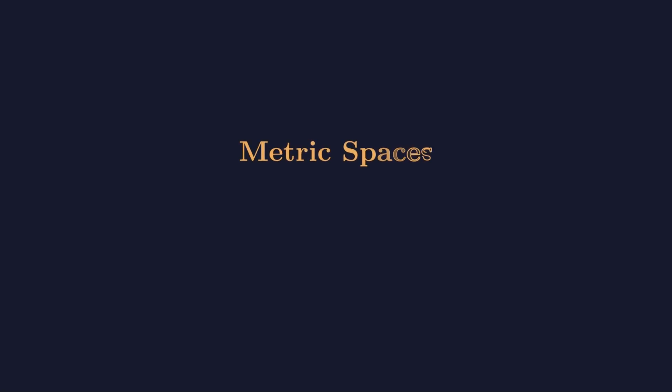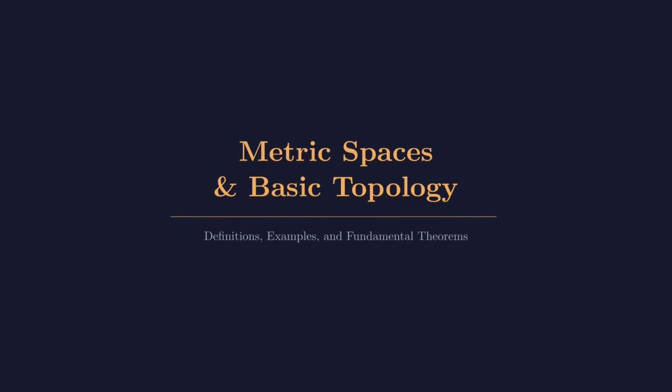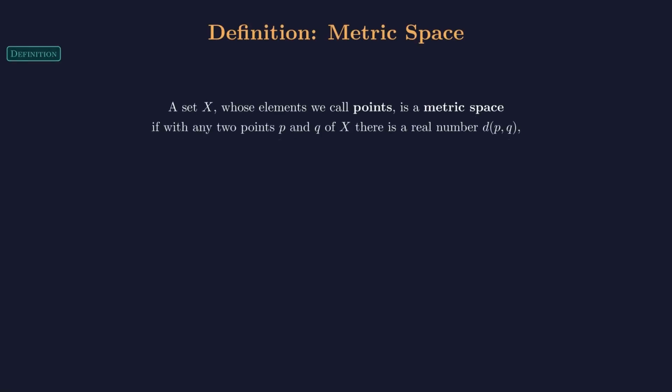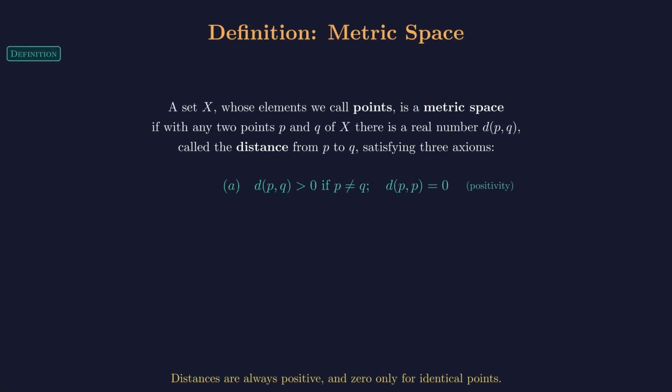What does it really mean to measure distance? Not just on a number line or in a plane, but in any abstract set. That's exactly what metric spaces give us. A metric space is a set X together with a distance function d that takes any 2 points and returns a real number, subject to 3 axioms.